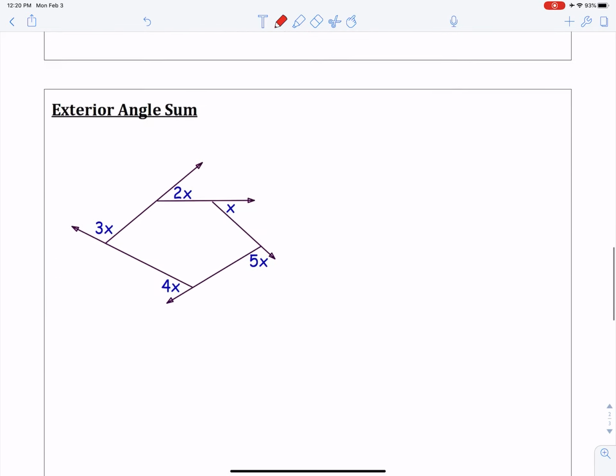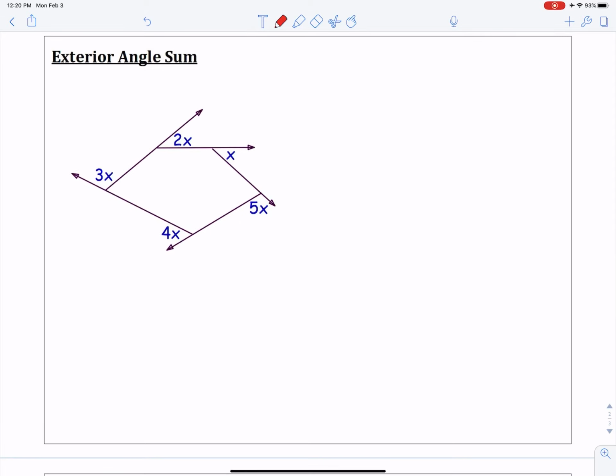Move on to the second one. This is the exterior angle sum. Now again, this is an irregular polygon, but the sum of the exterior angles, no matter what kind of polygon it is, is always 360 degrees. So I'm going to sum all of these angles together and set it equal to 360.